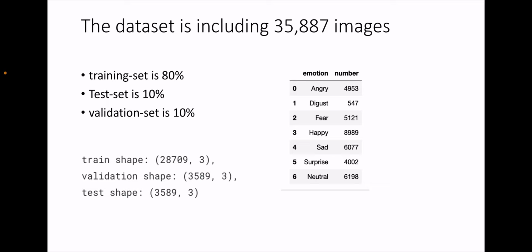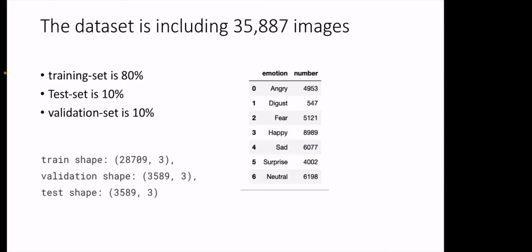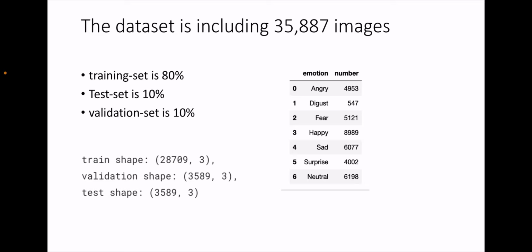There are 35,887 images, of which 80% is the training set, 10% is the test set, and 10% is the validation set. And there are 7 different categories: angry, disgust, fear, happy, sad, surprise, neutral.